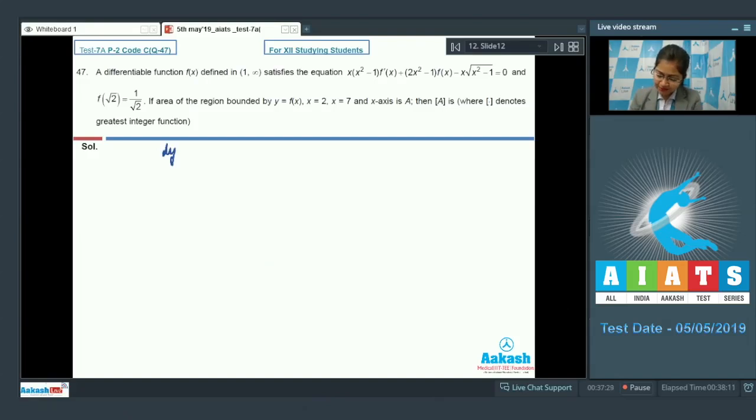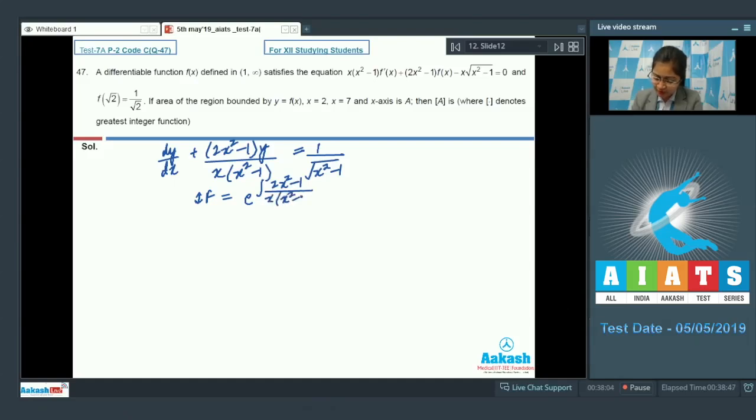So, it has been given that dy by dx plus (2x square minus 1) into y divided by x into (x square minus 1) is equal to 1 divided by root of x square minus 1. I have put f(x) equal to y here. So, it is a linear differential equation where the integrating factor is equal to e raised to the power integration of (2x square minus 1) divided by x into (x square minus 1) into dx.